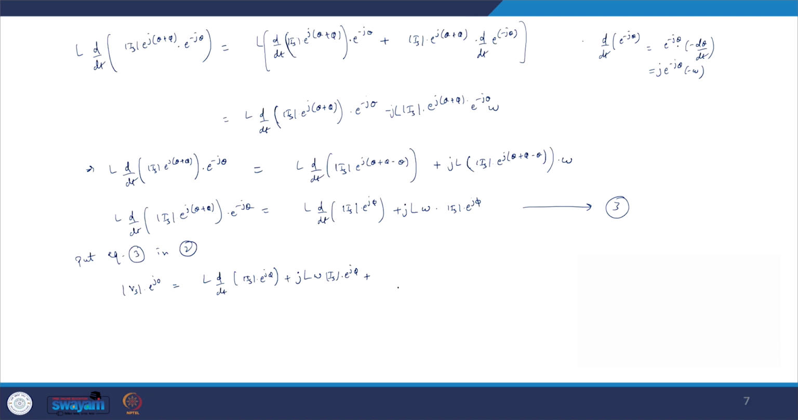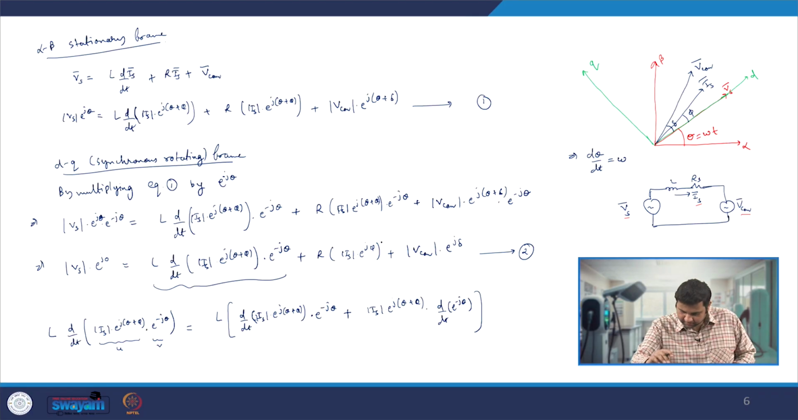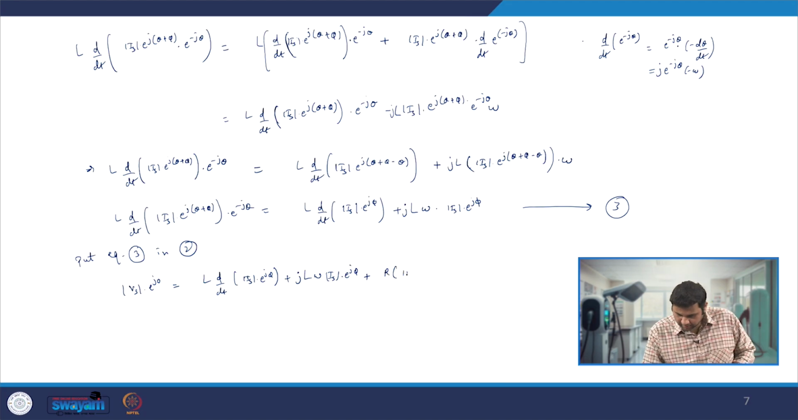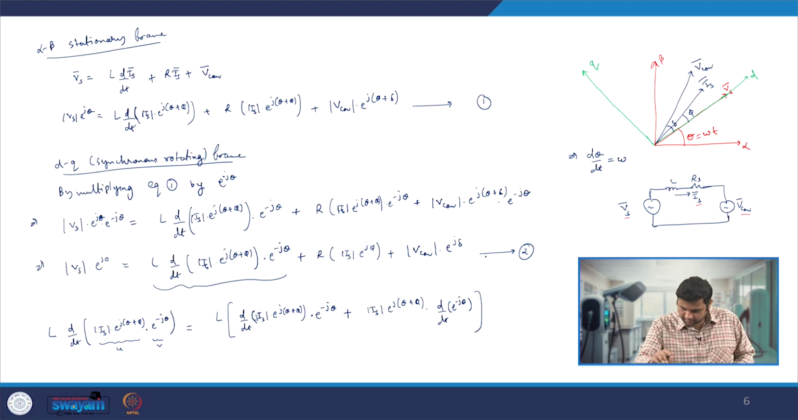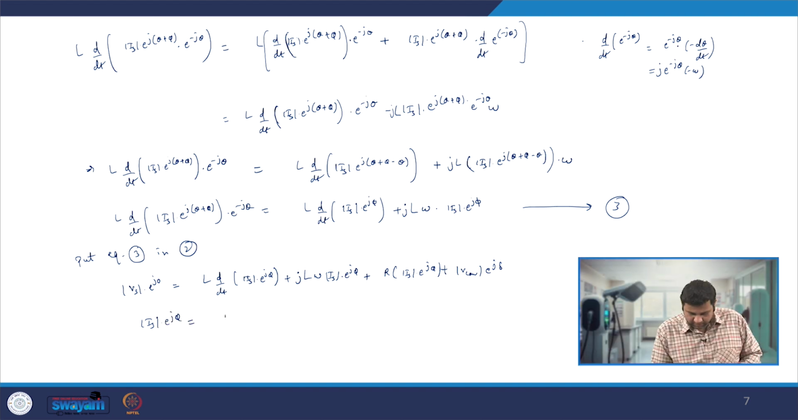Now this, when we do on this side, plus we take from the other side R I e power j phi plus V converter e power j delta. Now we can represent this term. So we look, e^j phi is nothing but modulus cos phi plus j modulus sin phi.